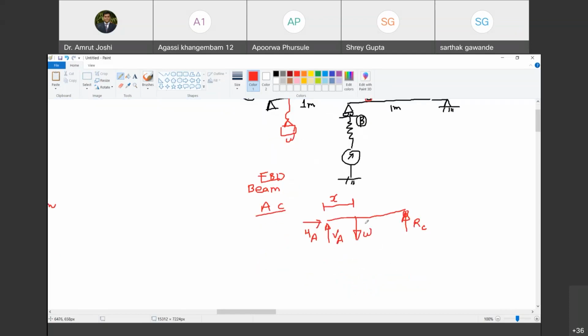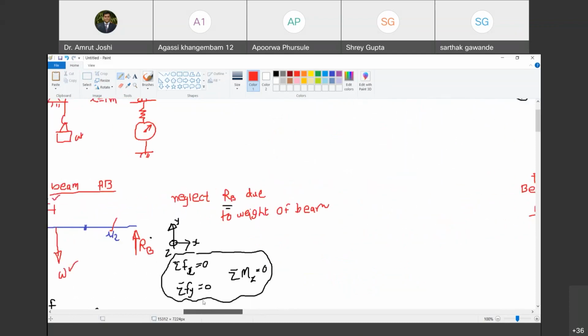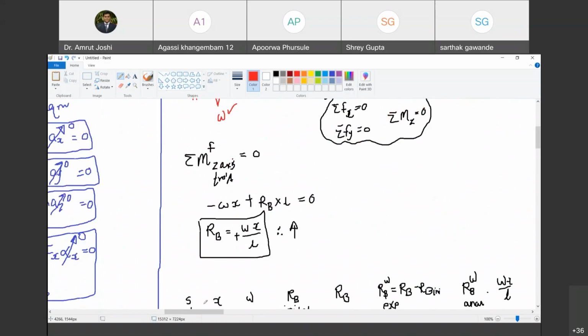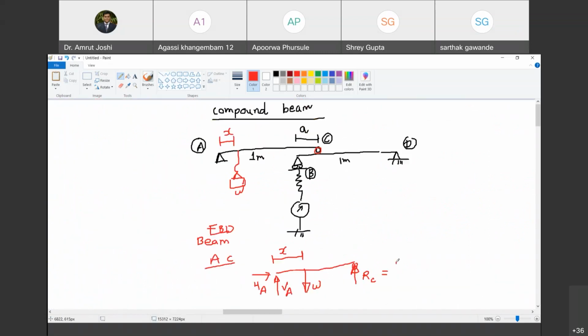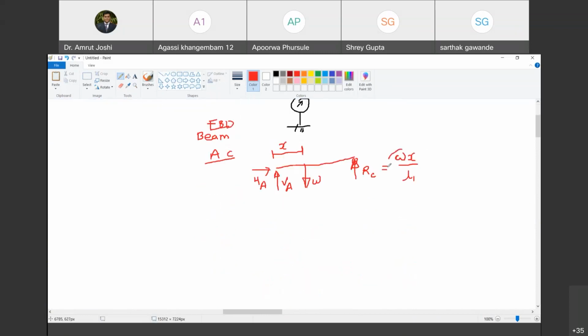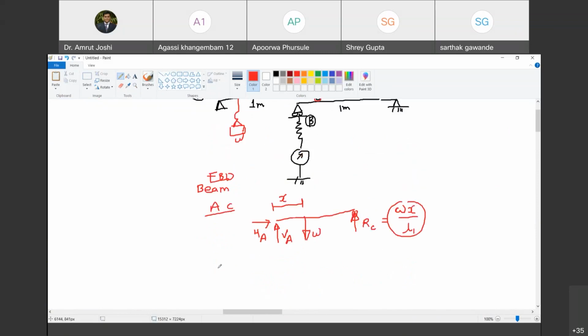Now tell me, what will be the value of RC? This is X. Speak up, we have just done this. Taking moments about A, RC into L minus W into X is equal to 0, so RC equals WX upon L. Are you with me? Yes, sir. So it is going to be WX upon L1, the span of the first beam. Happy? Yes, sir. The span of the first beam, let us call it L1. The span of the second beam, let us call it L2. Now, I know this RC in terms of known quantities like W, X and L1. Happy? Yes, sir.